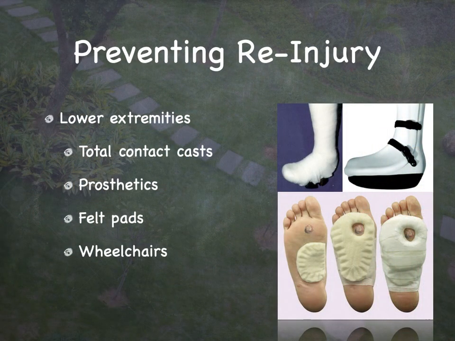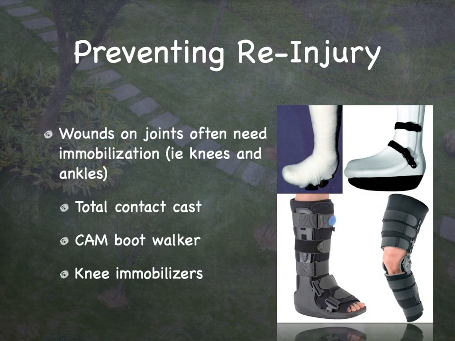Patients with wounds on the lower extremities, we will often use total contact casts, prosthetics, felt pads, and wheelchairs. And again, going back to the blanching of the skin, if a patient has a wound on the bottom of their foot and they're standing on it the whole time, that skin is going to be blanched, and the likelihood of it healing from the pressure-induced cutaneous ischemia is pretty low, but it is even lower when they continue to just stomp on it. In some situations where wounds overlie joints, it's critical to immobilize it. And in some cases, we will go all out and use total contact casts, cam boot walkers, various joint immobilizers.